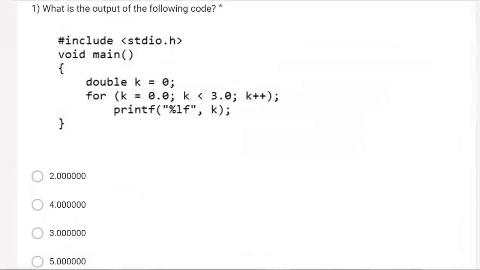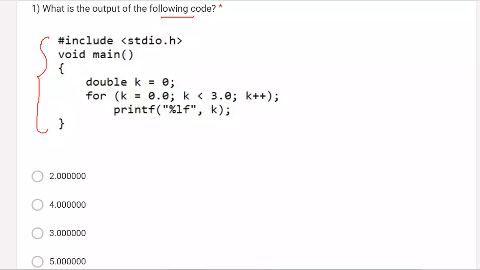In this video, I am going to explain the C objective type questions. So in the first question, here the question is, what is the output of the following code? Here we have a small snippet of the code.